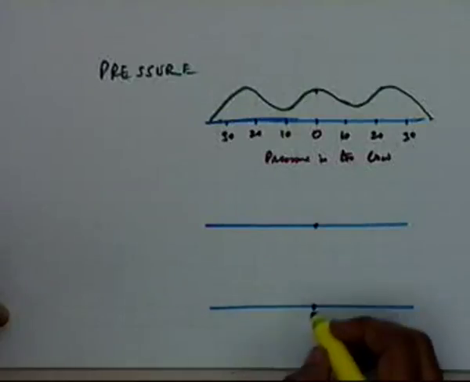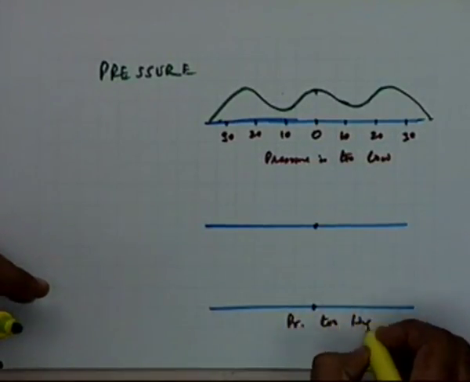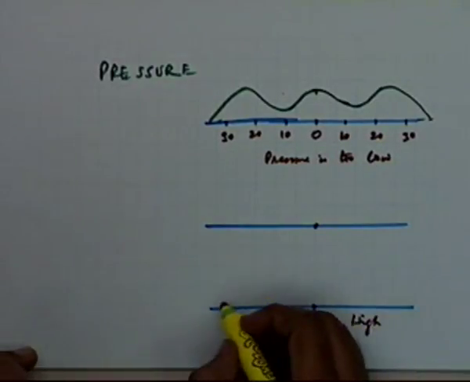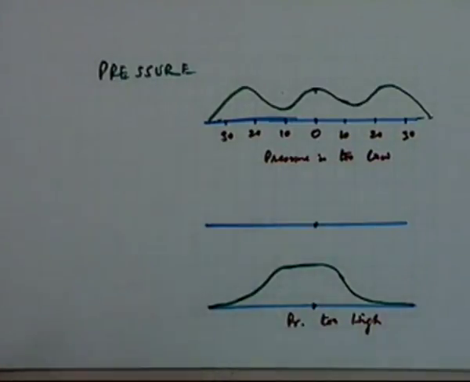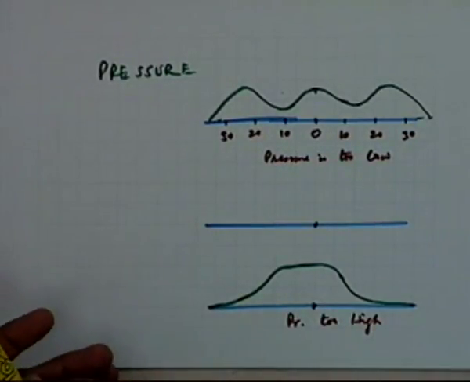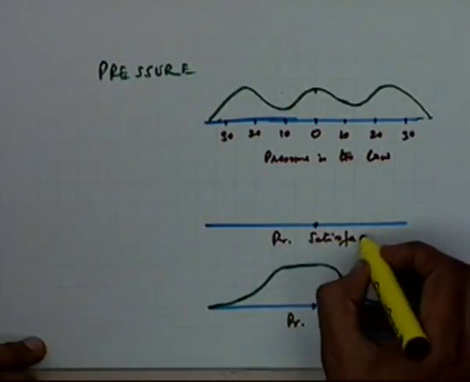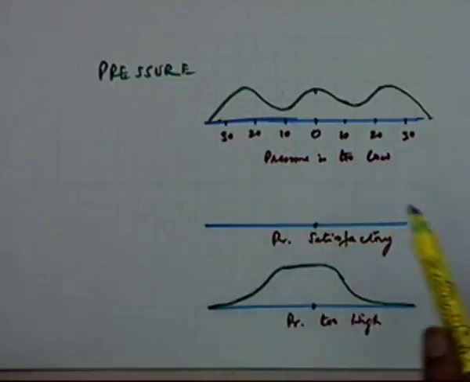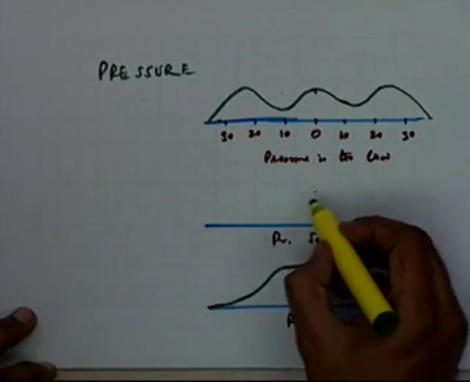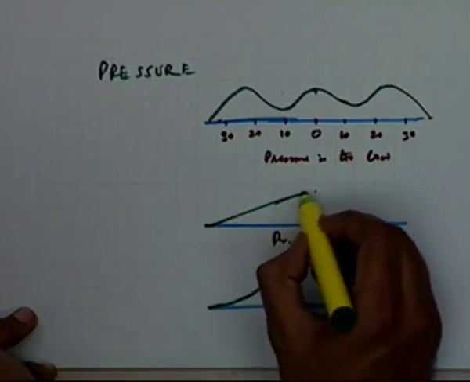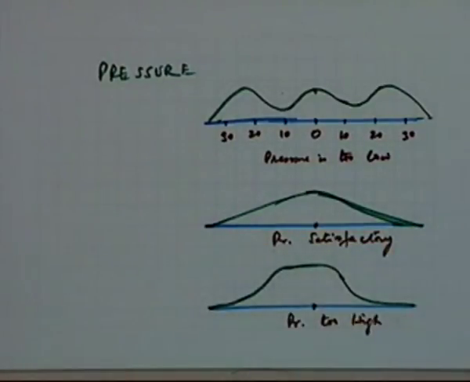On the other hand, if the pressure is too high, you might get a variation which is something of this nature. And if the pressure is satisfactory, the variation of the distribution might be something like a triangular variation.